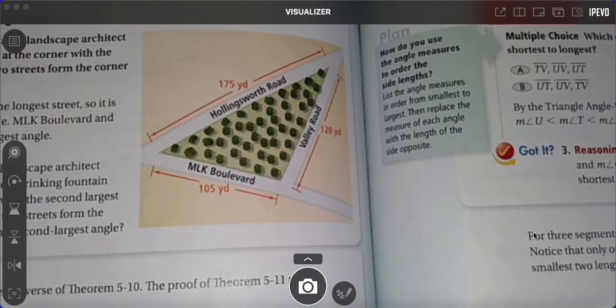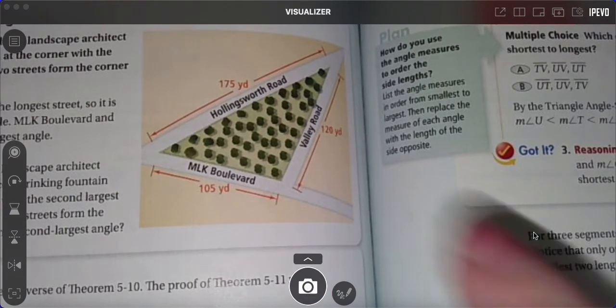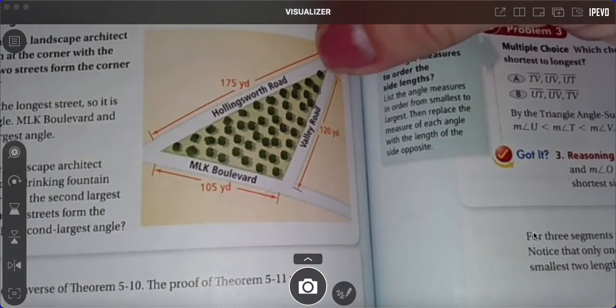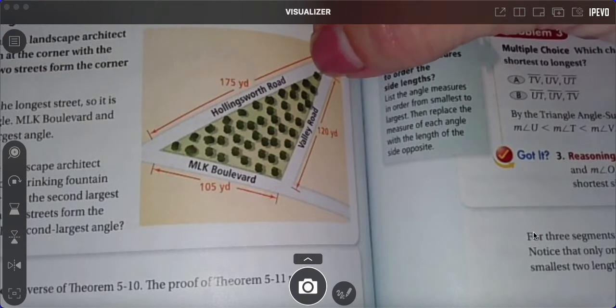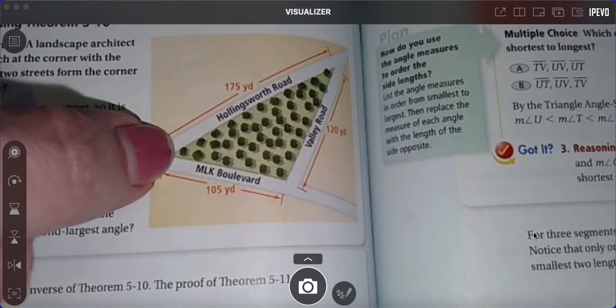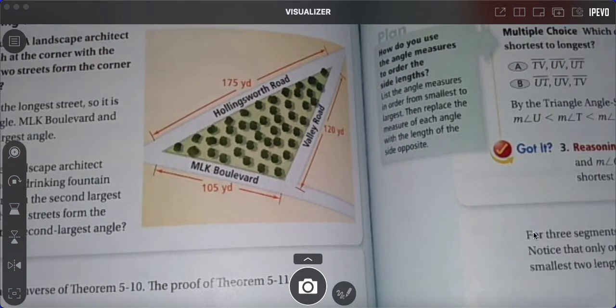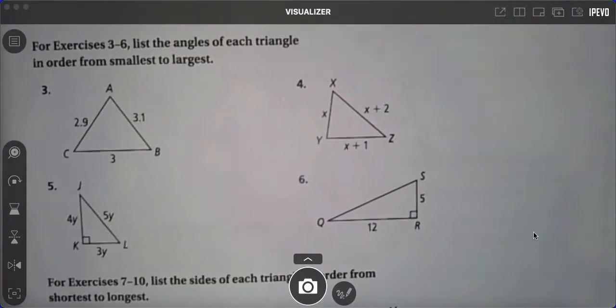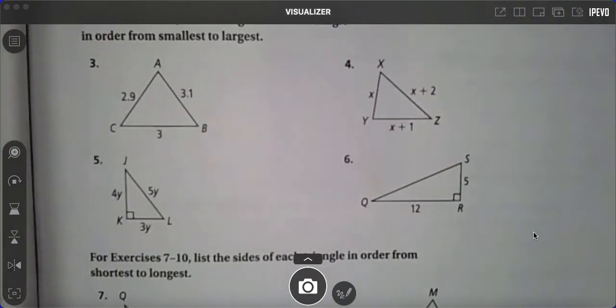What's the smallest angle? The one across from 105. This angle right here. Does that make sense? And my medium angle is across from the 120. Okay, now I'm going to give you letters in a second. Let's actually look at some. We'll look at 2 of your problems and you'll do the other 2. Here's some that you might understand better. On number 3, I'll do 3 and 4, and you can do 5 and 6.